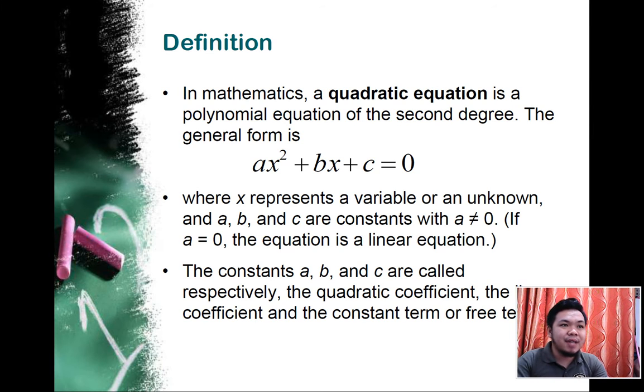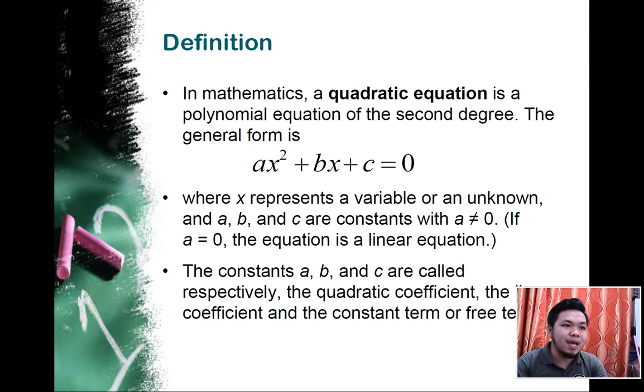In mathematics, a quadratic equation is a polynomial equation of the second degree. Always remember the general form: ax squared plus bx plus c is equal to 0, where x represents a variable or unknown, and a, b, and c are constants with a not equal to 0. Because if a is equal to 0, the equation automatically becomes a linear equation.